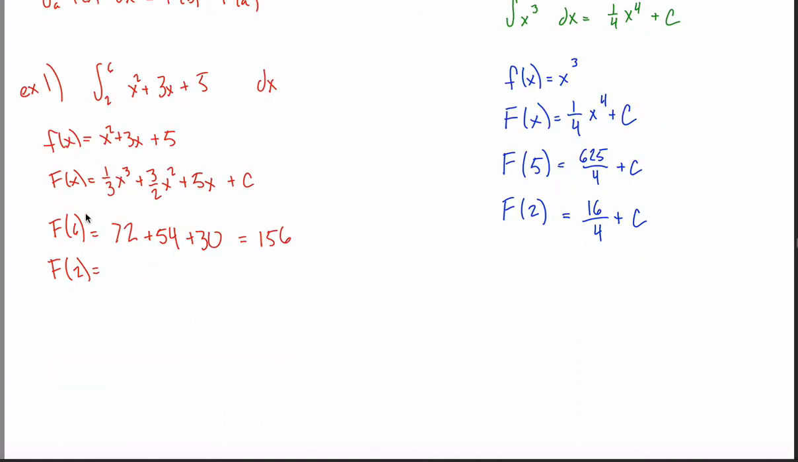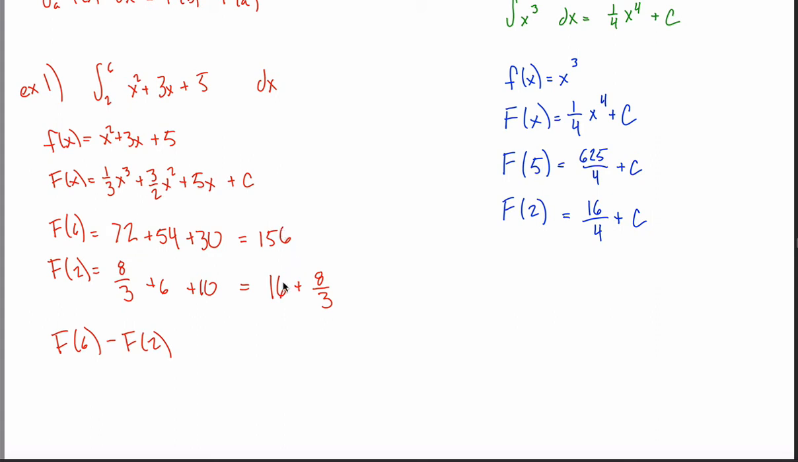And capital F of 2 I get by just plugging 2 into this capital F of x. So 2 cubed is 8, and 8 times a third is 8/3. And then 2 squared is 4, and 4 times 3/2 is 6. And then 2 times 5 is 10. So I get 16 and 8/3. Ugh, that's kind of ugly. I probably should get a common denominator and solve it all that way, but I kind of don't want to. I'm going to say 16 and 8/3 because I'm going to subtract these two in the next step, and I think I'll be able to figure this out without actually getting a common denominator.